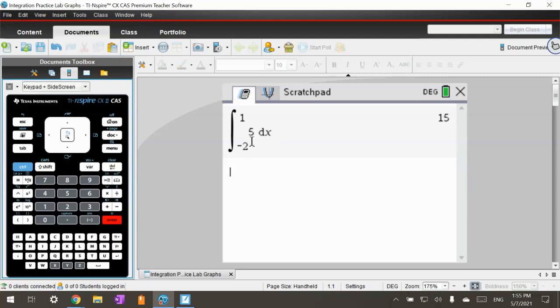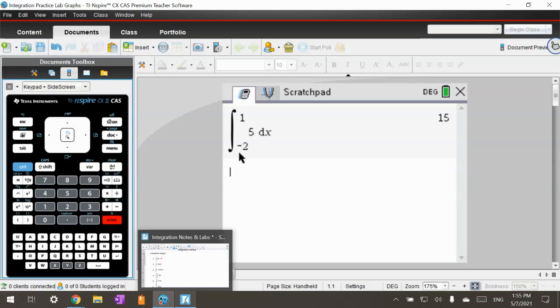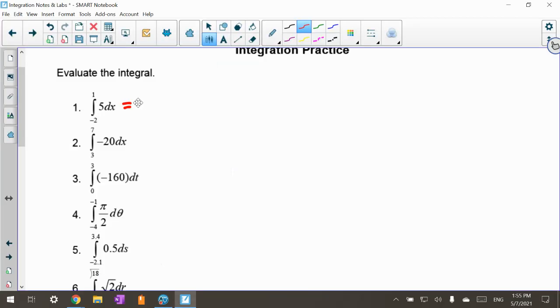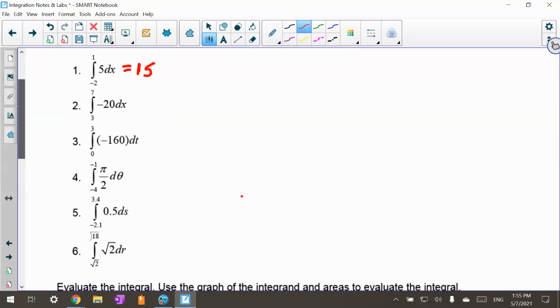And if you think about this, if I was going to graph a line that was y equals 5, and I go from -2 to 1, it's really a 5 by 3 rectangle. So that would be my integral, or the area under the curve. So this one's going to be 15. So as you go through this, go ahead and practice this. I have the answers on here, but go through and do these on your calculator and just practice finding the integral.